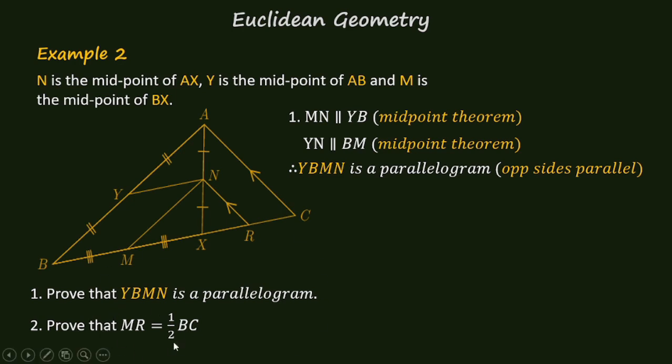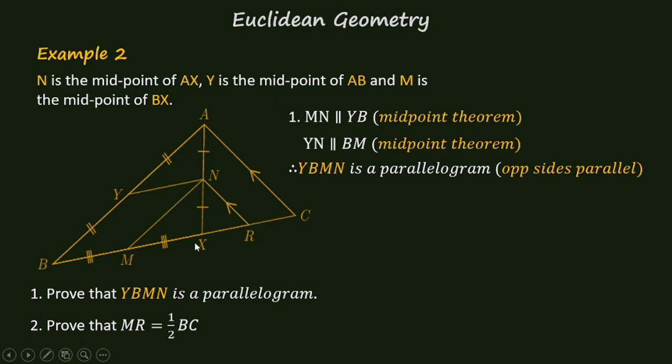Now we are required to show that MR is half of BC. There are different ways you could do this. The approach that I am going to use here will start with this side here. Let's look at this triangle XAC.